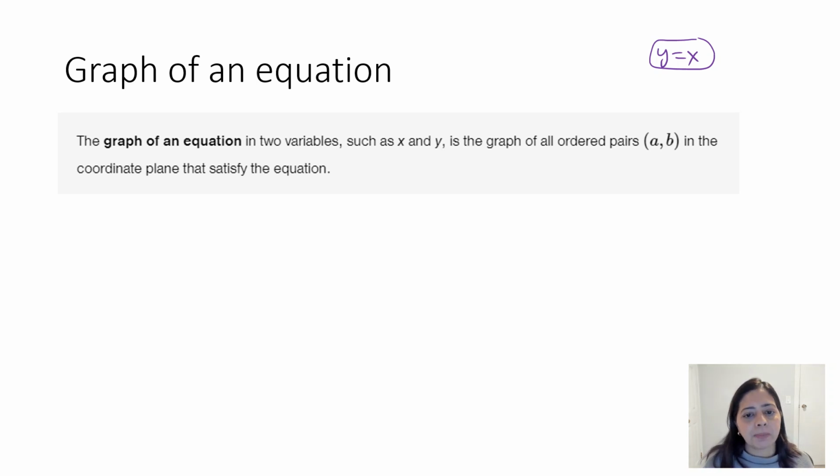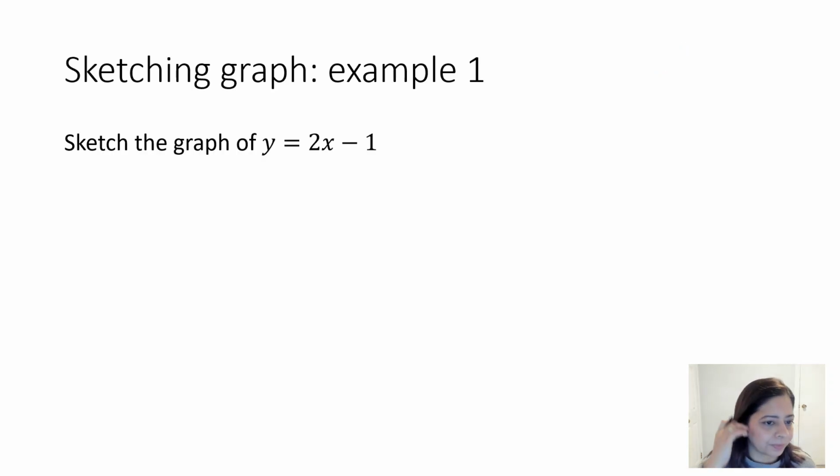So a graph is nothing but the graph of all ordered pairs in the coordinate plane that satisfy the equation. How do you draw the graph of a given equation? You need to find various points, various ordered pairs which lie on that equation. What do you mean by lie on that equation? That means they should satisfy the equation. So if you collect those points which satisfy that equation, mark them all on the plane and then join them, you'll get the graph. We are going to see what this means through examples.